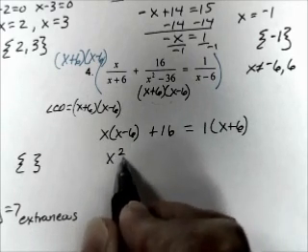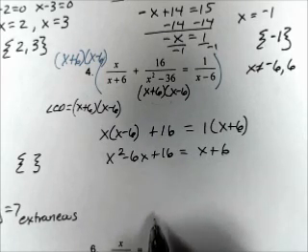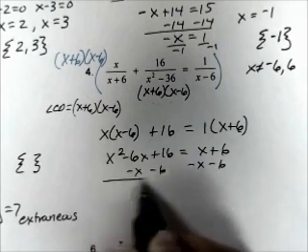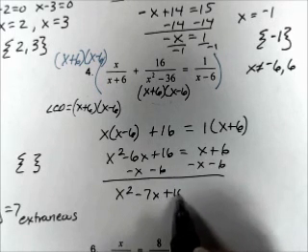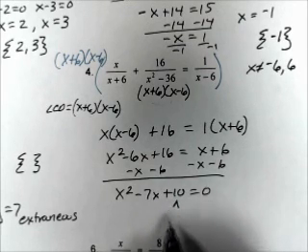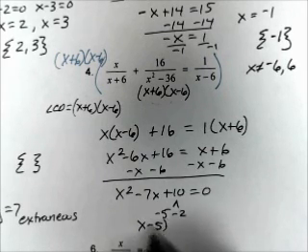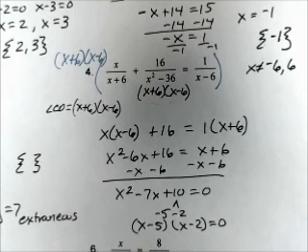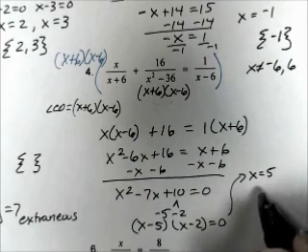Distribute, x squared minus 6x plus 16 equals x plus 6. It's quadratic. Let's bring the right-hand side over to the left-hand side. X squared minus 7x plus 10 equals 0. Lead coefficient is 1, so we go right to the constant. Factors of 10 that add to negative 7: negative 5 and negative 2. So we factor it, x minus 5 times x minus 2. So x equals 5, and x equals 2.